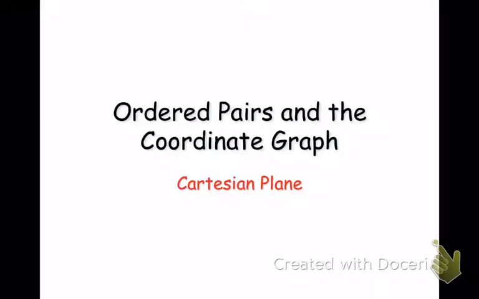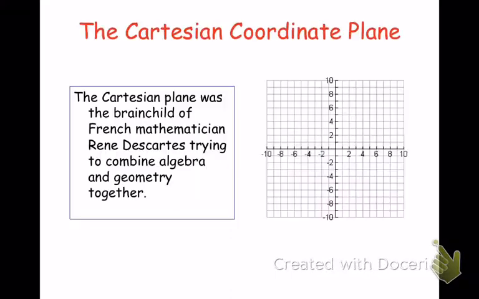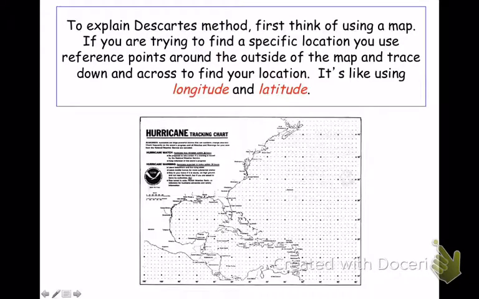So today we're going to go over ordered pairs and the coordinate graph, or Cartesian plane. The Cartesian plane was a brainchild of the French mathematician René Descartes, trying to combine algebra and geometry. You may know it as just the XY plane. To explain Descartes' method, first think of using a map.